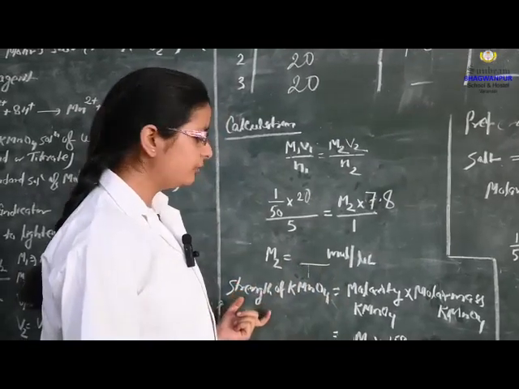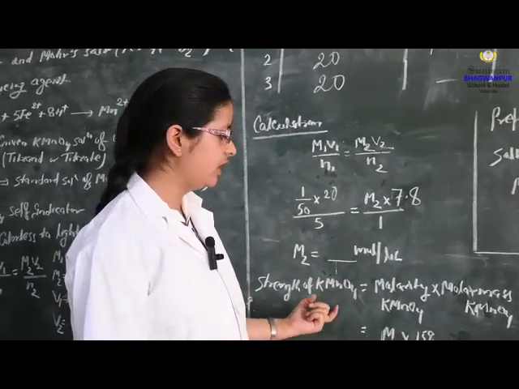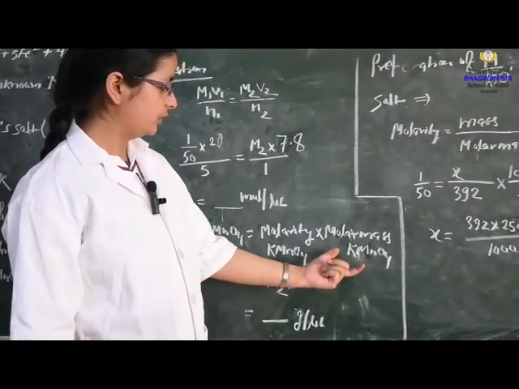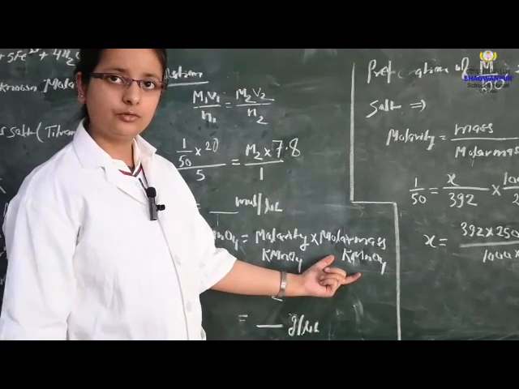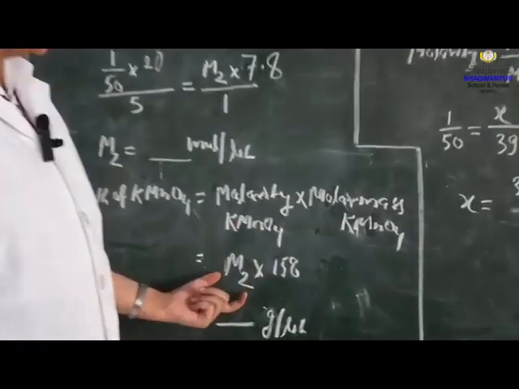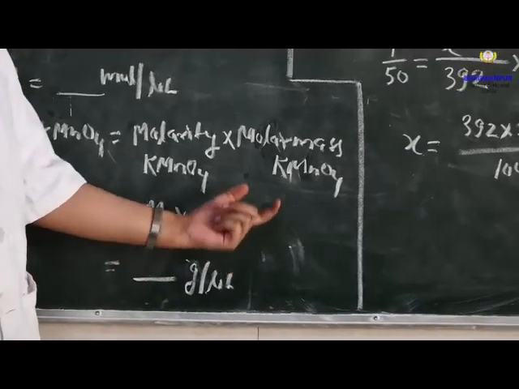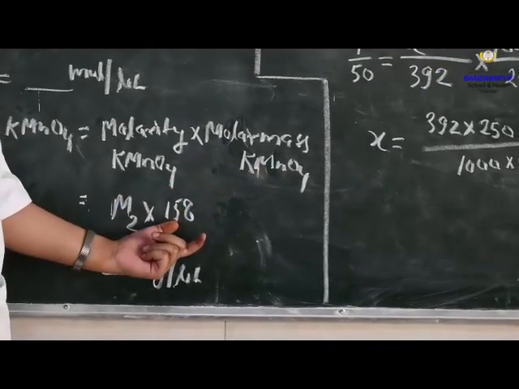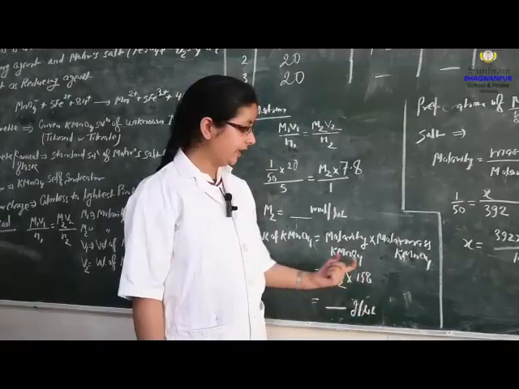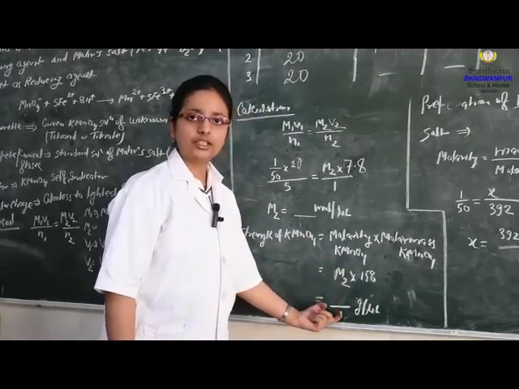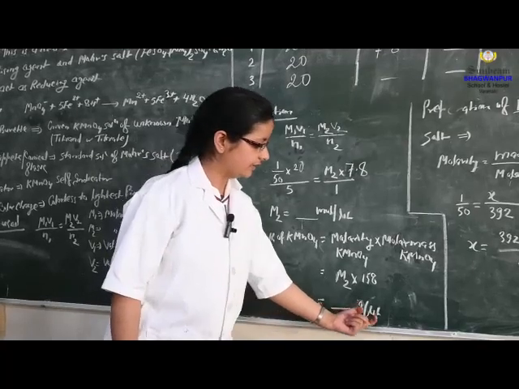So to find the strength of the KMnO4 solution, we will multiply the molarity of KMnO4 solution to the molar mass of the KMnO4. So by multiplying it, we will obtain the strength of the KMnO4 solution, and molar mass of the KMnO4 is given, that is 158. By multiplying it to the molarity of KMnO4, we will get the strength of the KMnO4 solution, that is in gram per liter.